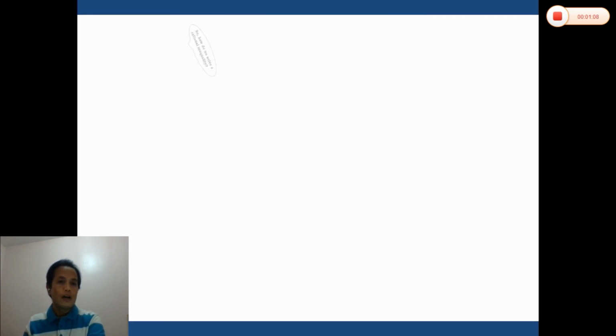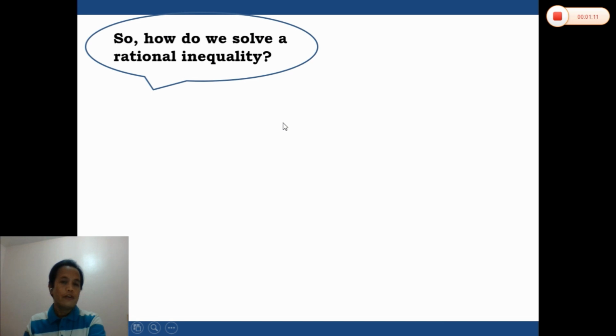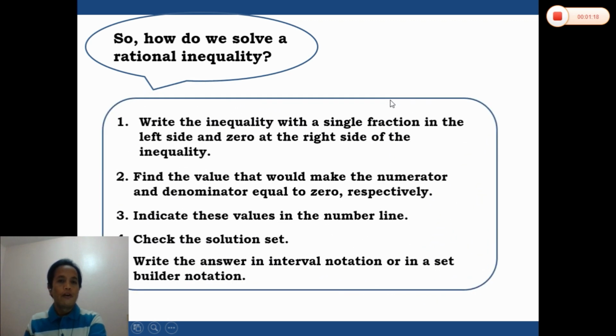So how do we solve a rational inequality? To solve a rational inequality, we need to follow a step-by-step procedure. Number one, write the inequality with a single fraction on the left side of the inequality and 0 at the right side of the inequality. Then number 2, we need to find the value that will make the numerator and denominator equal to 0. Number 3, we need to indicate these values in the number line. Then step 4, we need to check for the solution set. And finally, we need to write our answers in interval notation or in a set builder notation.